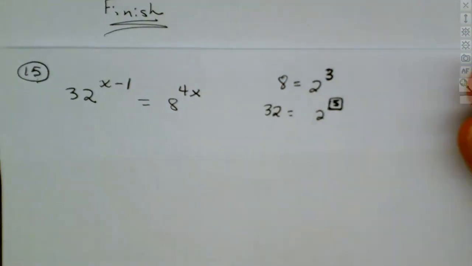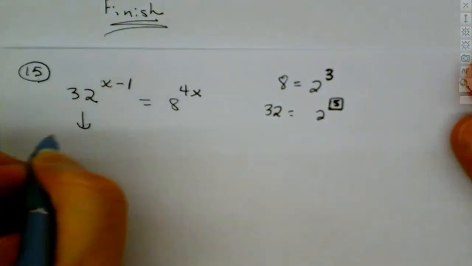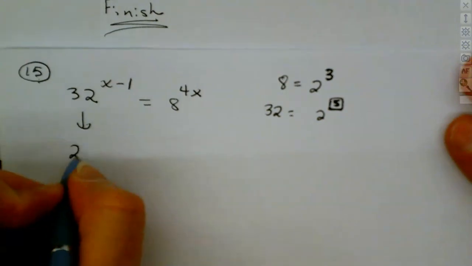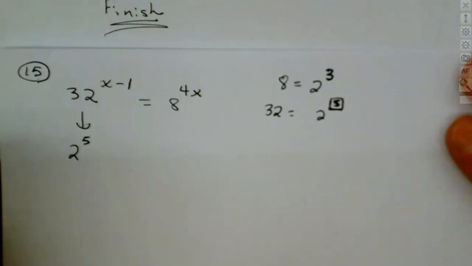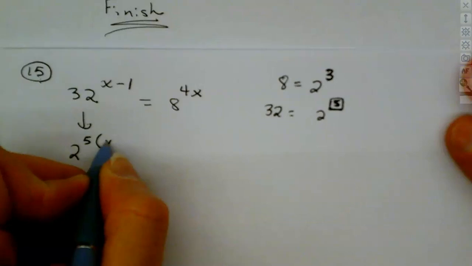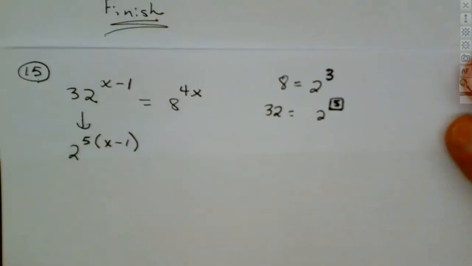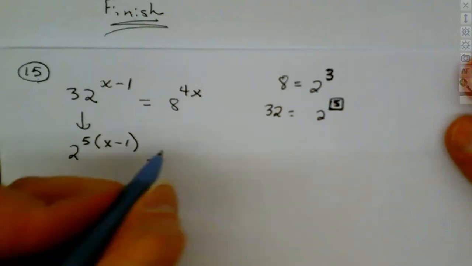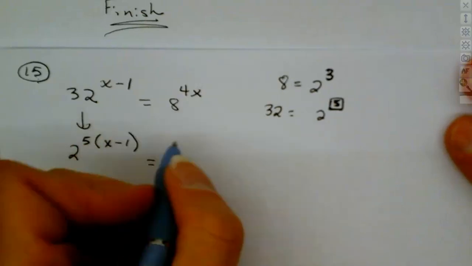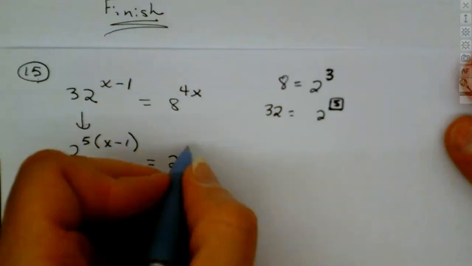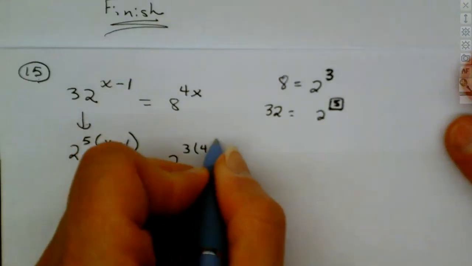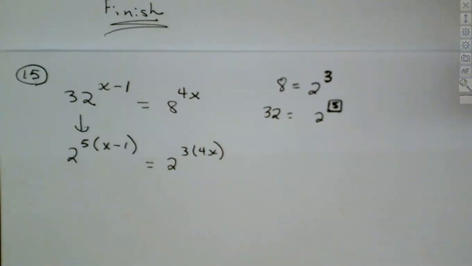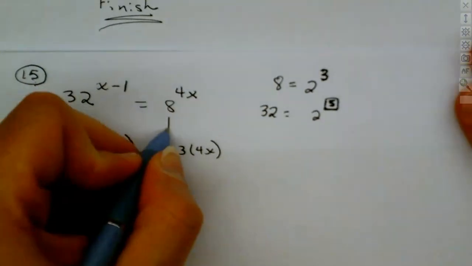Now we can rewrite. So 32 is 2 to the 5th. So we'd write 2 with the power of 5 and we multiply it by whatever is left over. So make sure you use your parentheses there. We have to use parentheses. What about the other side? It's going to be 2 cubed, yep, times the 4x, okay, which is 12x, right? Yep, you just go one step ahead and that's fine.